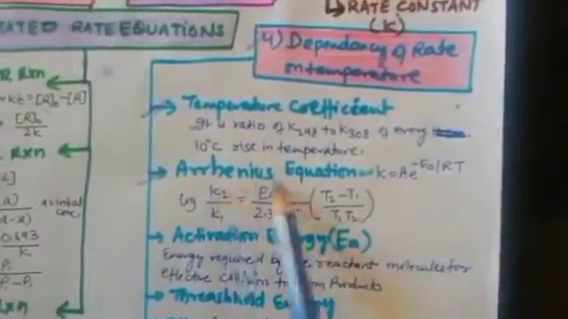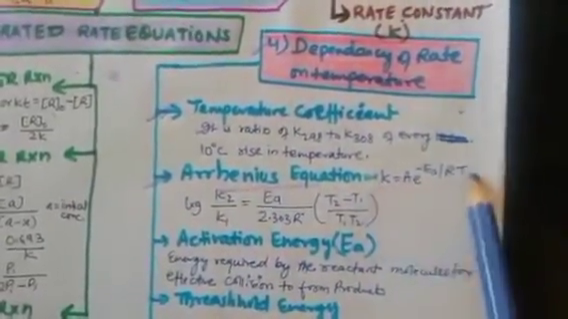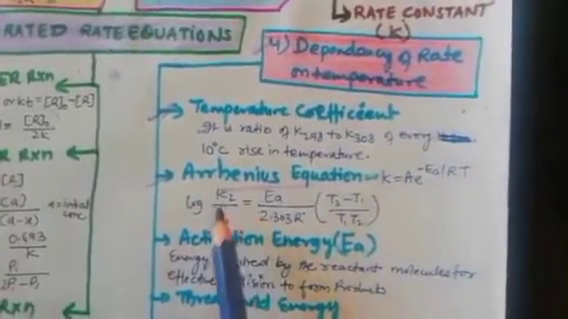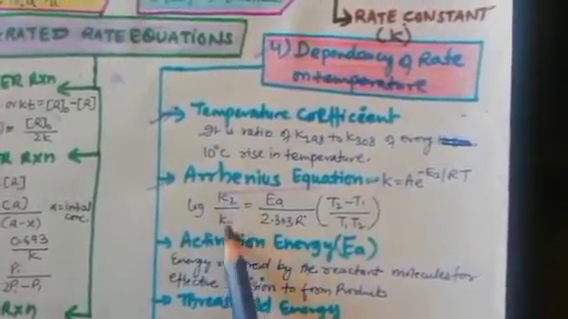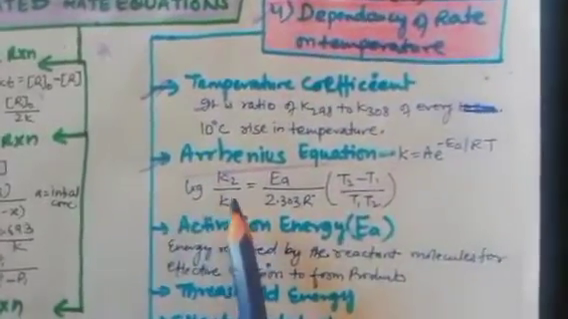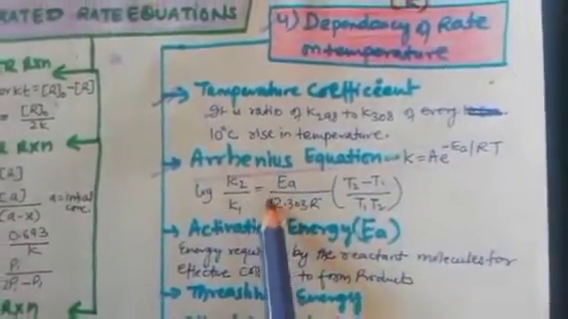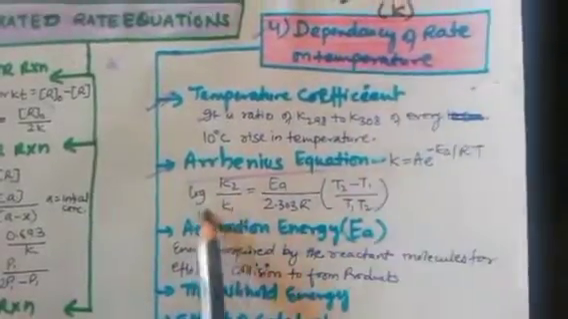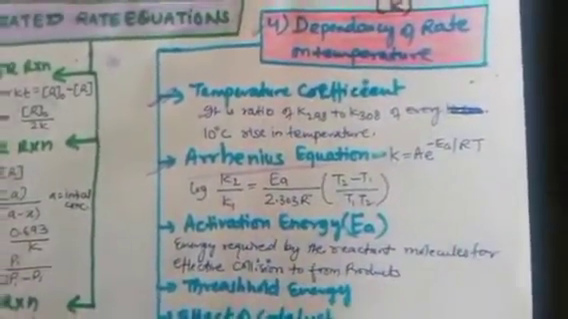Then the Arrhenius equation, very important, an equation given by Arrhenius to calculate the ratio between two rate constants by using this formula. So we will focus on this formula. We need to see this formula carefully. Again and again we are going to study it in future.